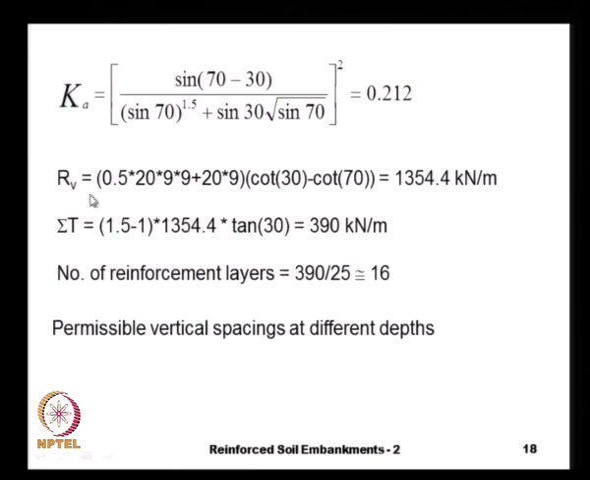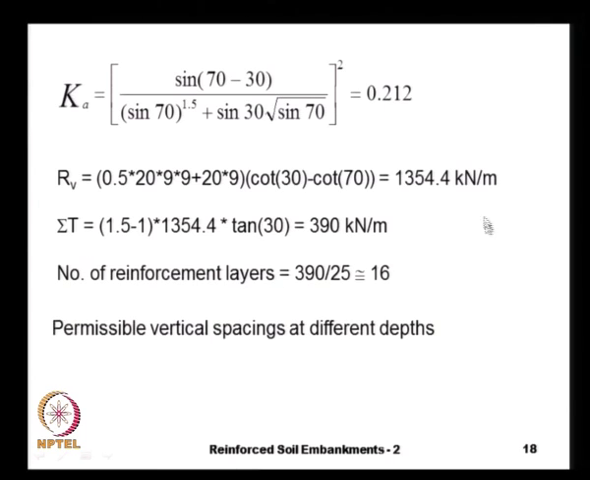And our RV, that is the vertical force acting in that triangular portion, that is the sum of the soil weight and the surcharge load, is 1/2 gamma h square plus q times height h, times cotangent 30, that is phi, minus cotangent beta, that is cotangent 70, that is 1354.4 kilonewtons per meter. And as you may recall, all our designs are done per unit length in the perpendicular direction to the plane of analysis.